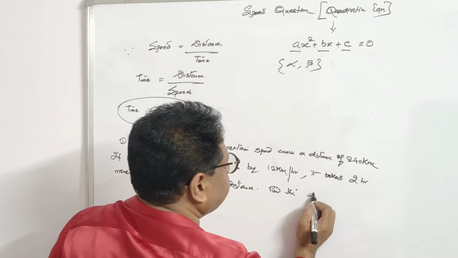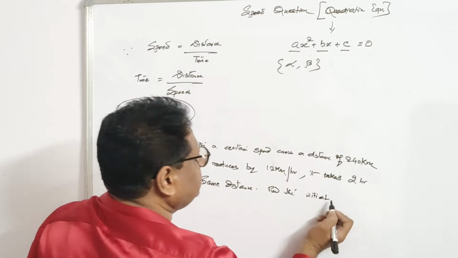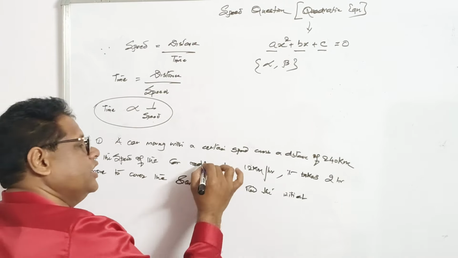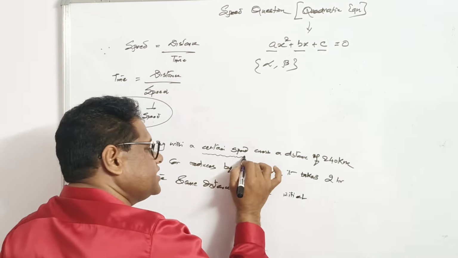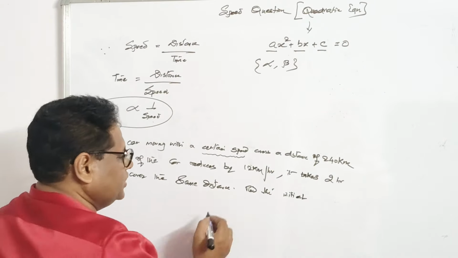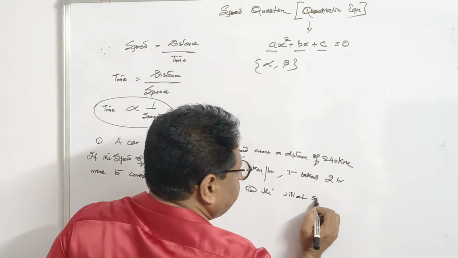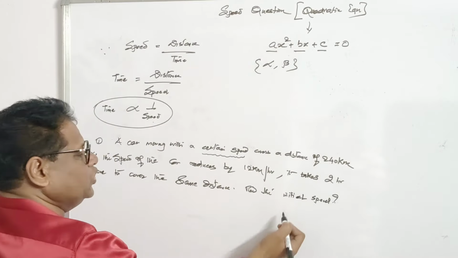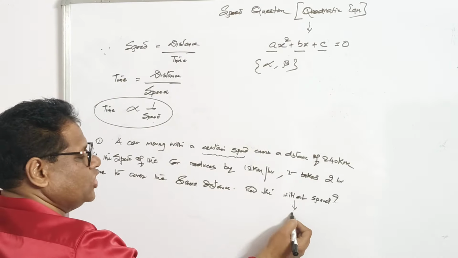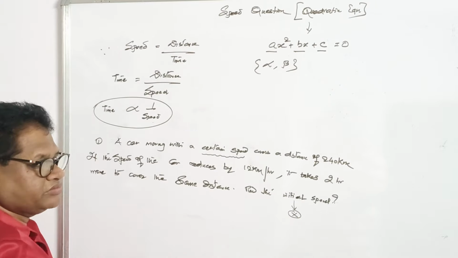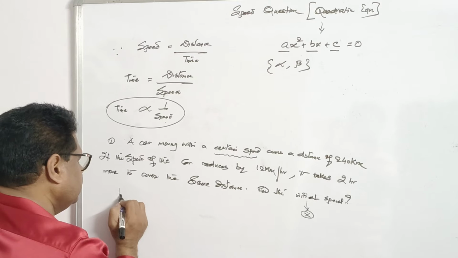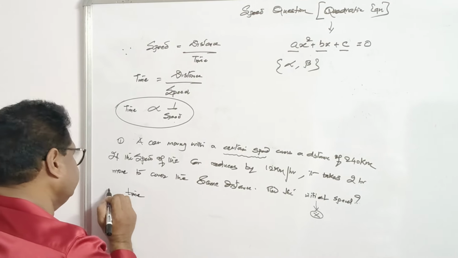initial speed. Initial speed means the speed which was in the beginning. Okay, that means the question is asking about this speed. So find the initial speed. Okay, you can take this as x. Always read the last part of the question, what you have to assume.